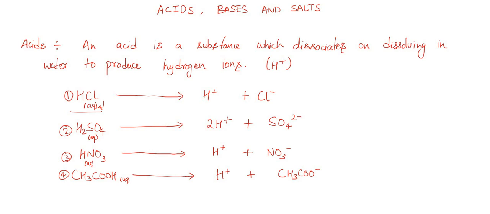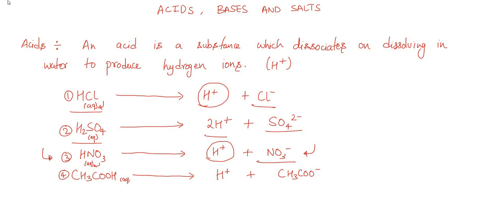So HCl on dissociation will produce H plus ion and Cl minus ion. Cl minus is chloride ion. Similarly, H2SO4 is sulfuric acid. On dissociation it will give 2 moles of H plus and 1 mole of sulfate ion. Third one is nitric acid, HNO3. It is also an aqueous solution of nitric acid, which means acid is dissolved in water, and on dissolving in water it dissociates into H plus, that is hydrogen ion, and NO3 minus, which means nitrate ion.